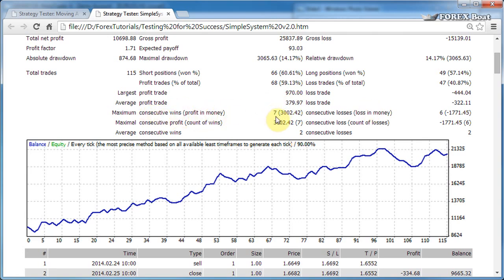So we had a maximum of 7 profits in a row, and they brought us around $3,000. And the maximum consecutive losses we had was 6, and we lost $1,700. The next line is the same thing but backwards. Finally, the average consecutive wins is the average profit in a row, and consecutive losses the average number of losses we had in a row. So there you go. That's how you read a strategy tester report.